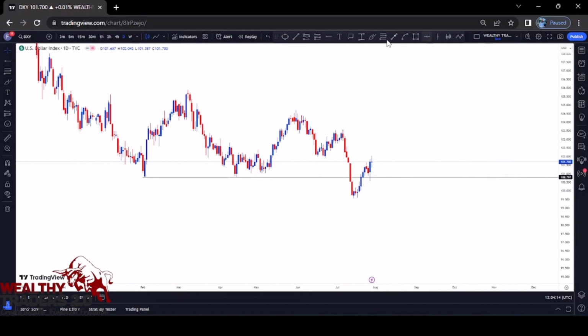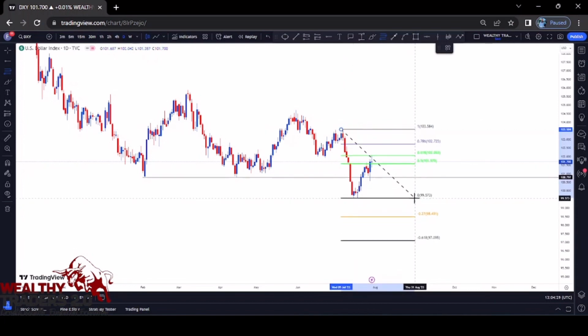So meaning now, what do we do? We start our Fibonacci from where? We start our Fibonacci from our previous lower high, which is this point, to our current lower low, which is this point. Then after doing that, we are going to select our 50 and 61.8 level. That's where we get our reversals or rejections. We are on the daily chart.